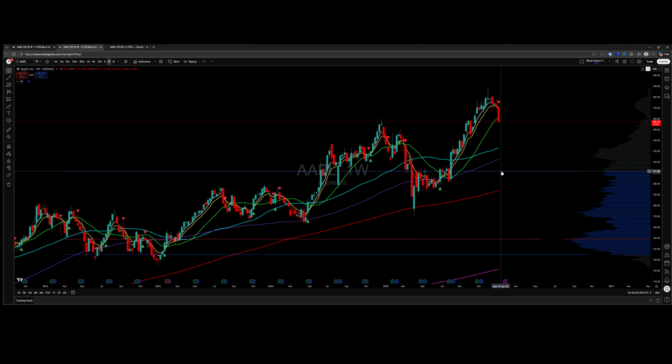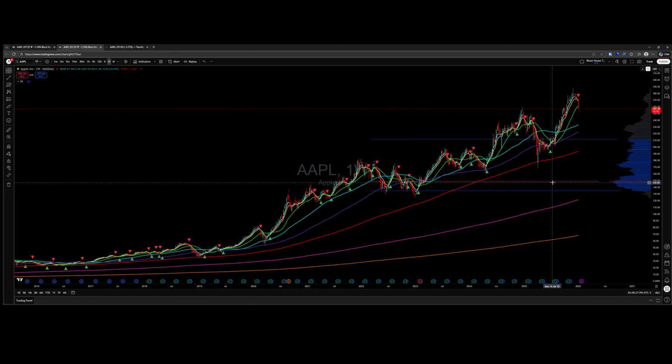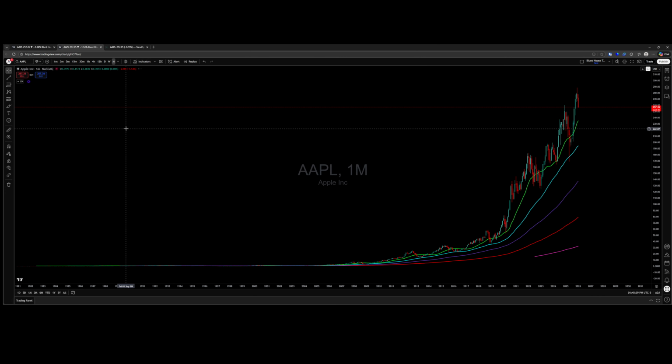Back at the upper value range. And you got the 200 in here as well, and a little bit of a gap, and then a big gap. So this could get sketchy too. Nobody likes to talk about Apple ever having these big moves down because it doesn't happen very often, and obviously it doesn't. Let's look at the monthly just to put that into context.